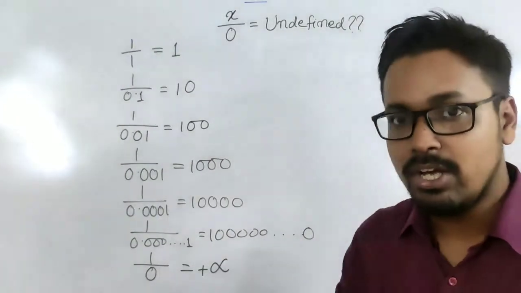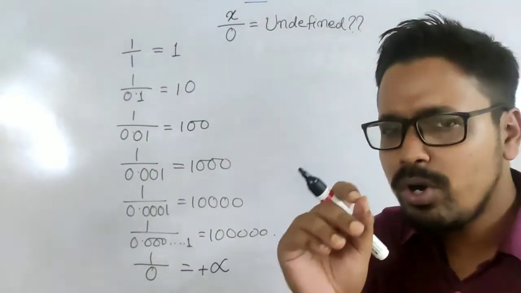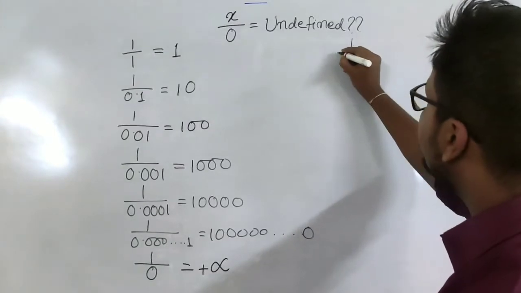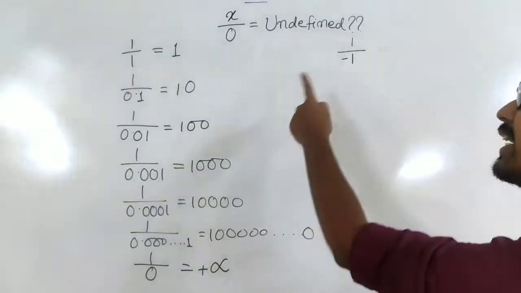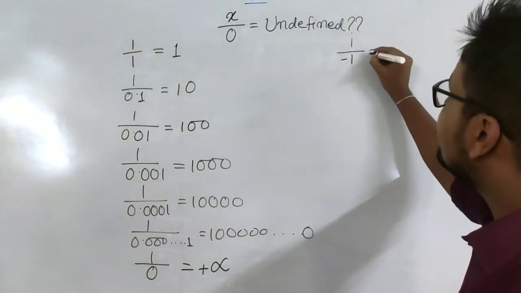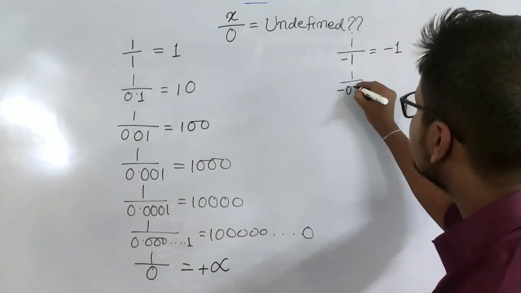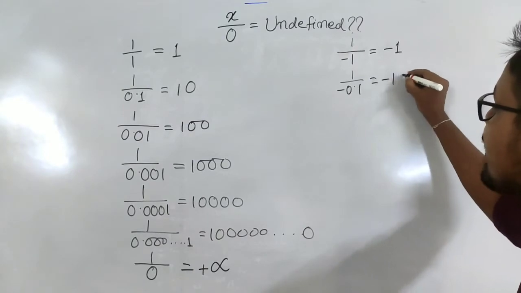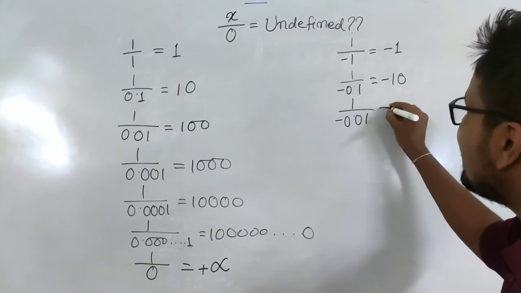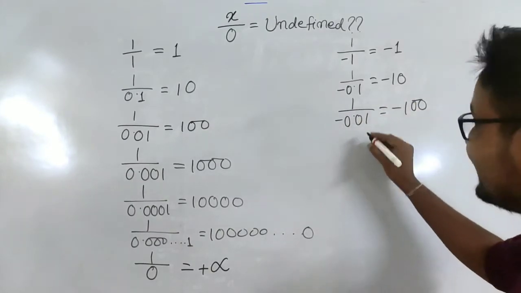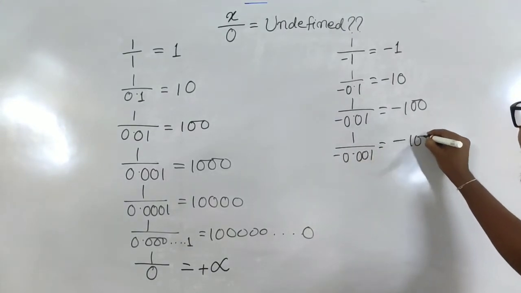But we are not done yet. Let's see something quite different from this. What we are going to do right now is take 1 and divide it by minus 1, because this part we have done completely positive. Let's try with the negative part. So 1 divided by minus 1 gives what? The answer is negative 1. Now if I do 1 divided by minus 0.1, the answer is minus 10. And if I keep on doing the same thing, 1 divided by minus 0.01, I am going to get minus 100. This time, 1 divided by minus 0.001, it is minus 1000.